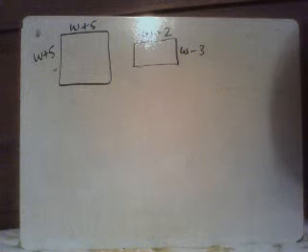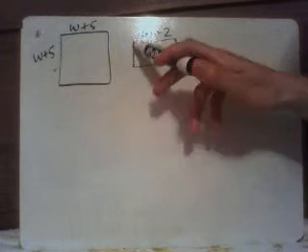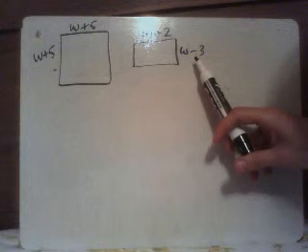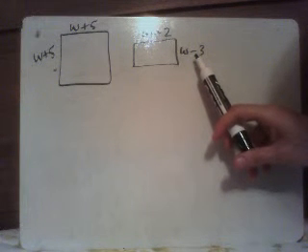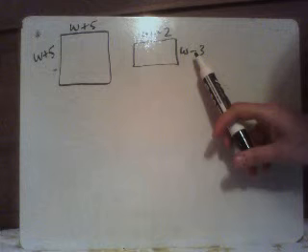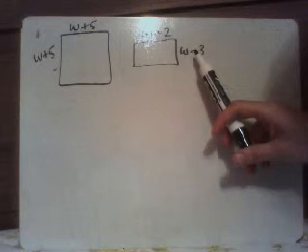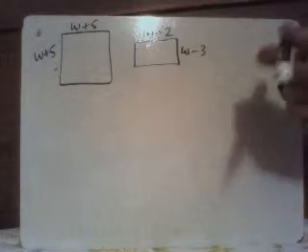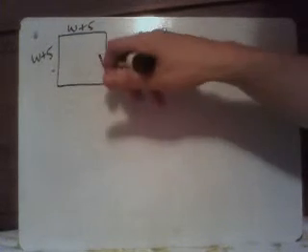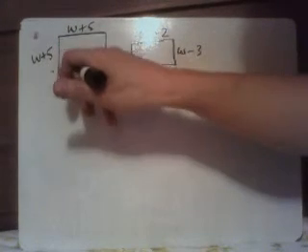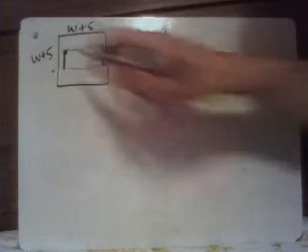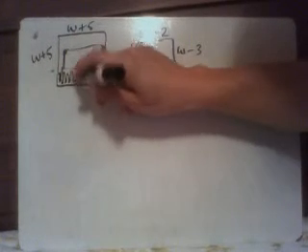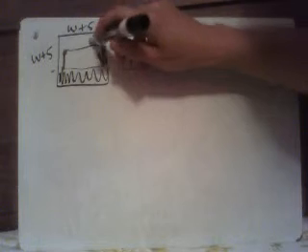It says if a rectangle with length w plus 2 and width w minus 3 is removed from the interior of the square, which of the following is the remaining area of the square? So what's happening is this rectangle is inside the square. It fits inside. So we want to know what the remaining area is, the shaded region.